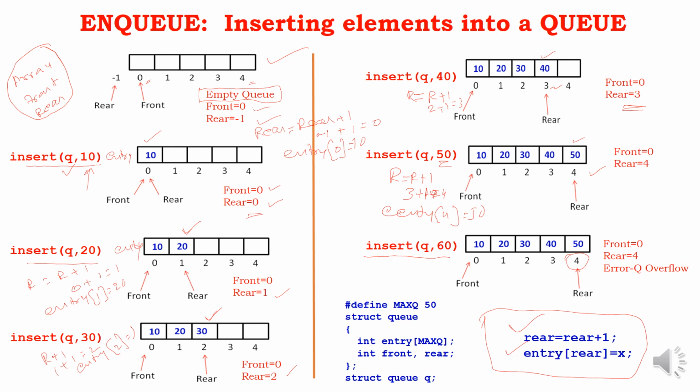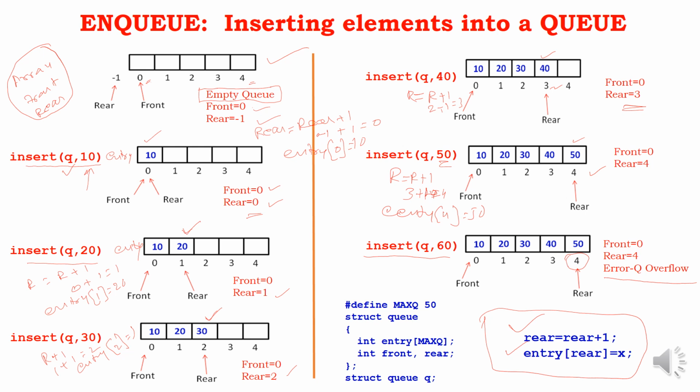So the queue remains the same, front remains 0, and rear also remains 4, and all the elements remain the same. Instead, it displays an error message, queue overflow, for the new element that you are attempting to insert. When the queue is full, it's not possible to insert, so it displays an error message.